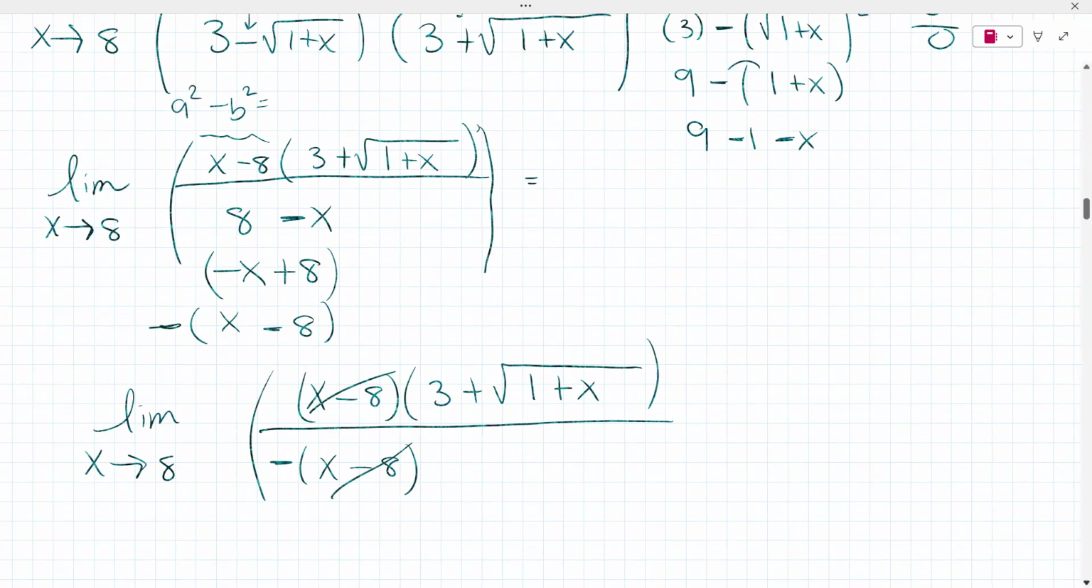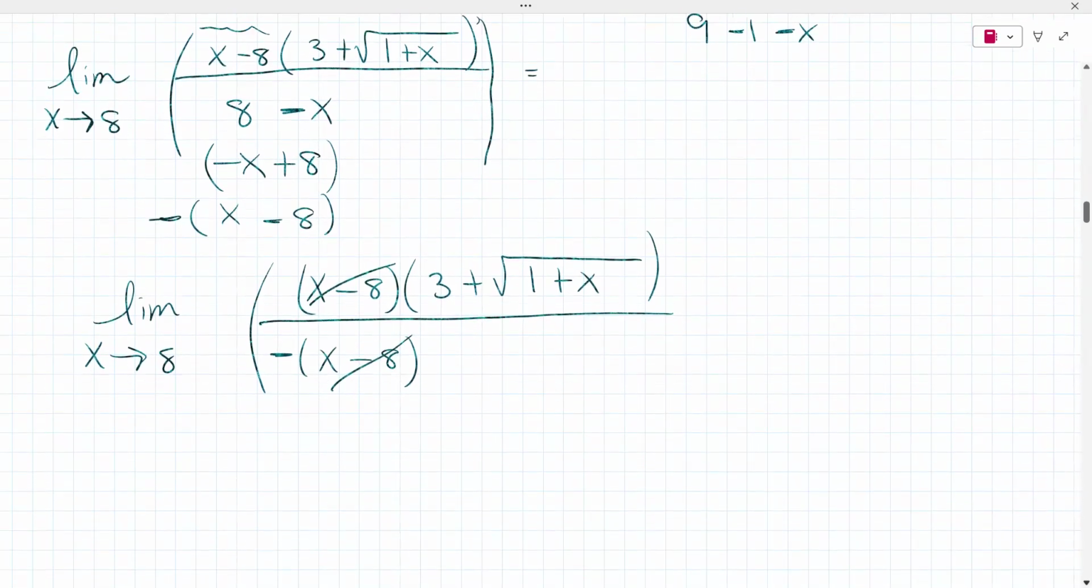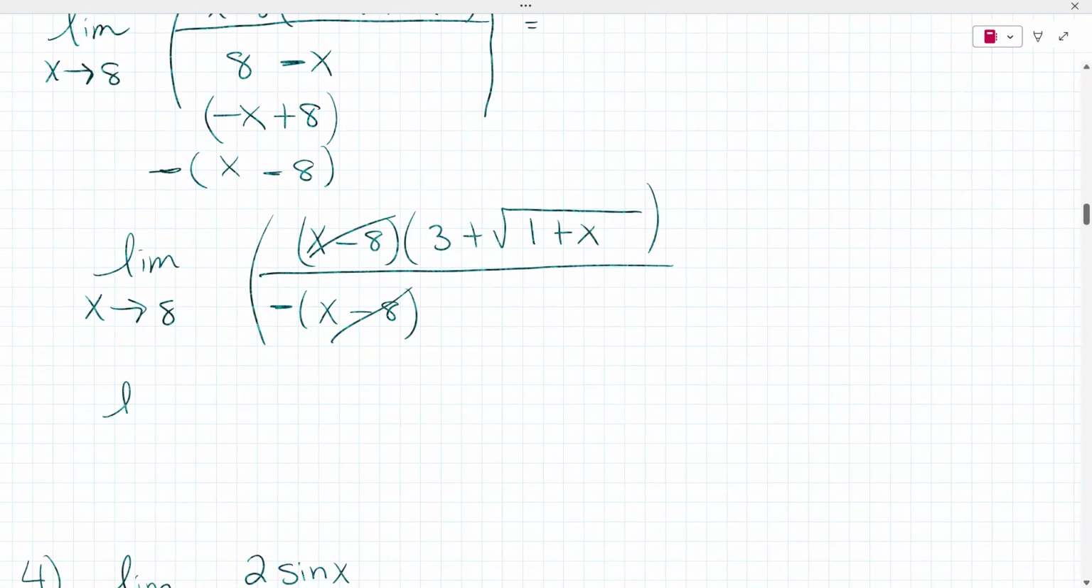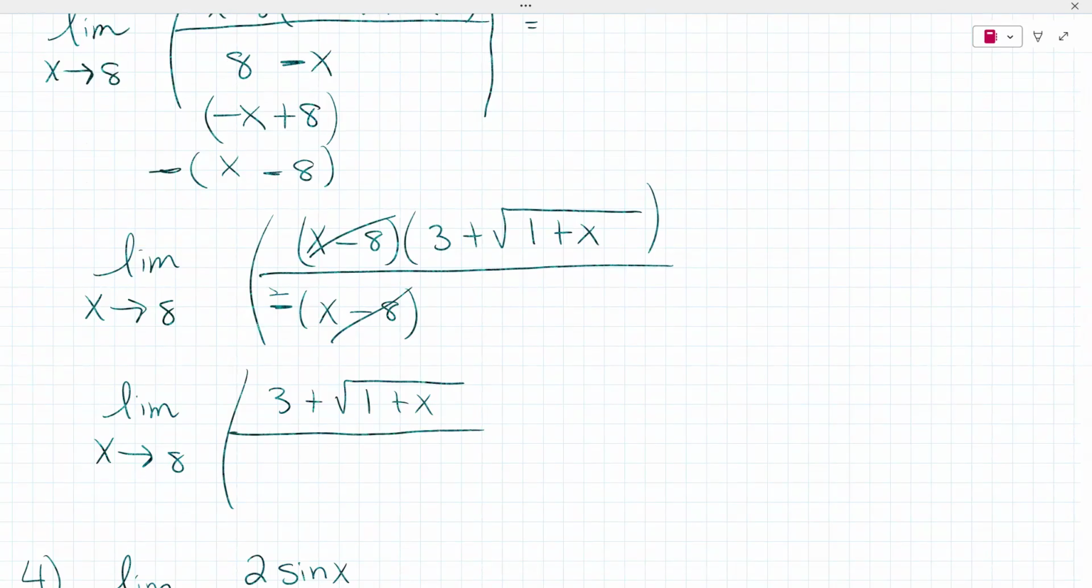And now we can rewrite our new problem. And then there's still a minus right here. You either put the minus on the top or on the bottom. It doesn't really matter.